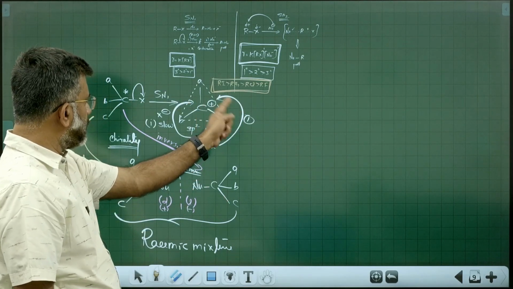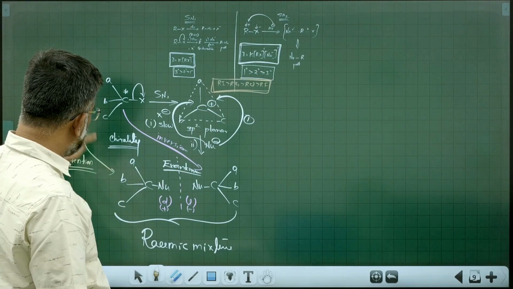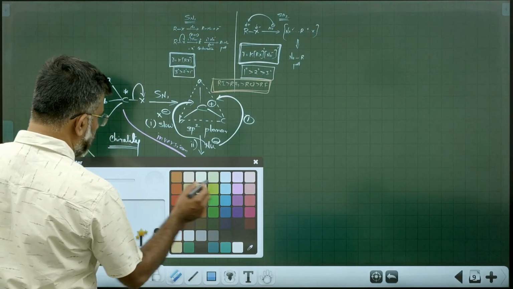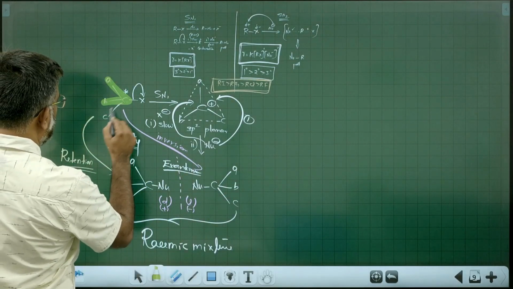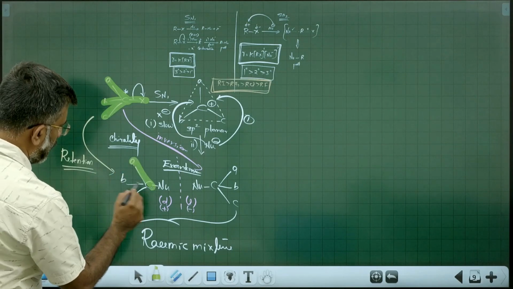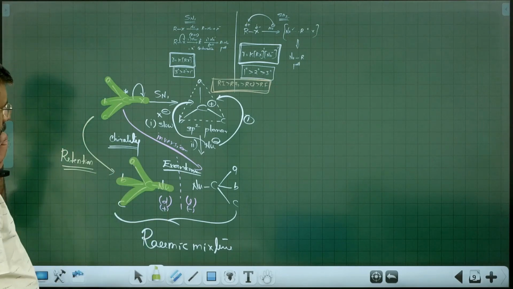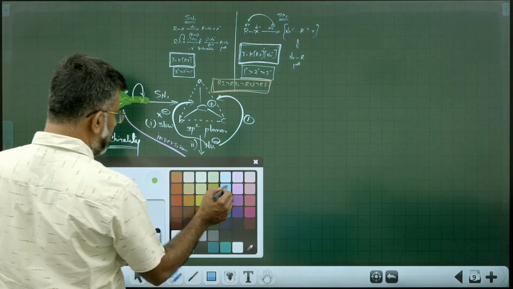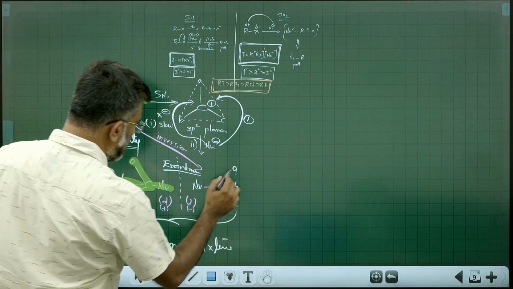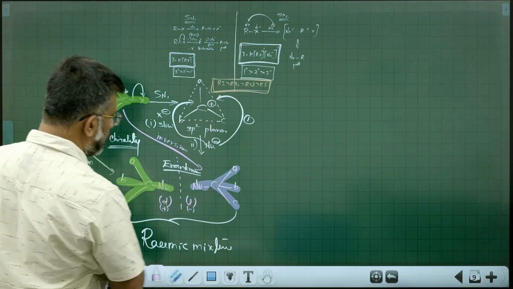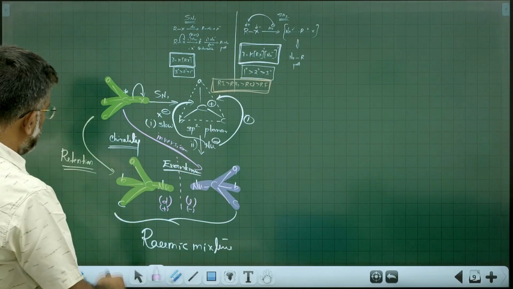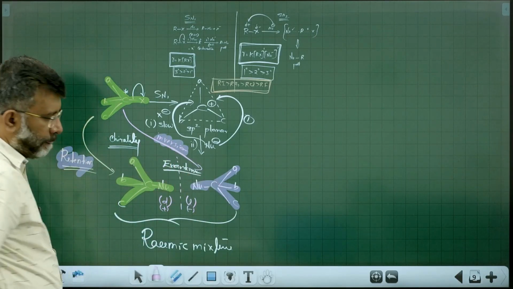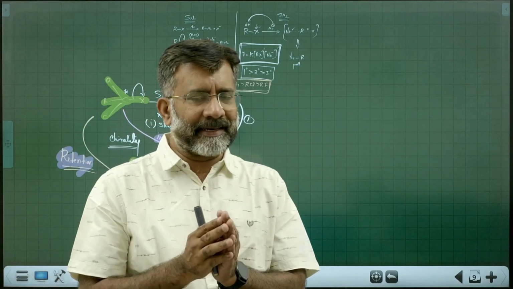If you get this attack and this product, it is called retention. This molecule and this molecule have identical configuration: ABCX and ABCNu are identical in configuration. If you take the other one, ABCX and ABCNu have opposite configuration. This is called retention and this is called inversion. There is 50-50 retention and inversion.